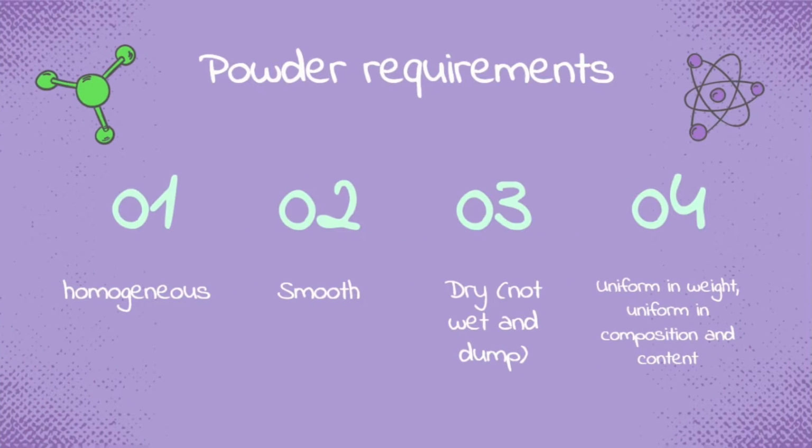There are four powder requirements. The first one is homogeneous, the second one is smooth, the third one is dry, which is not wet and damp, and the last one is uniform in weight, uniform in composition and content.